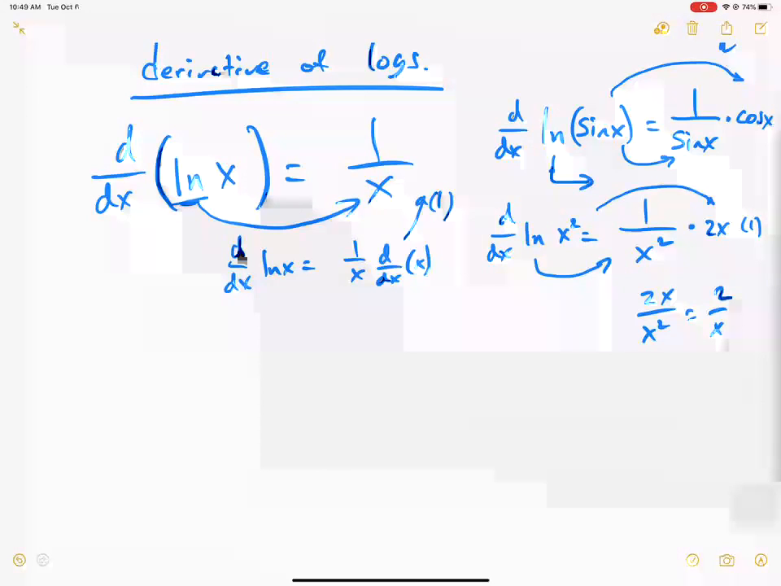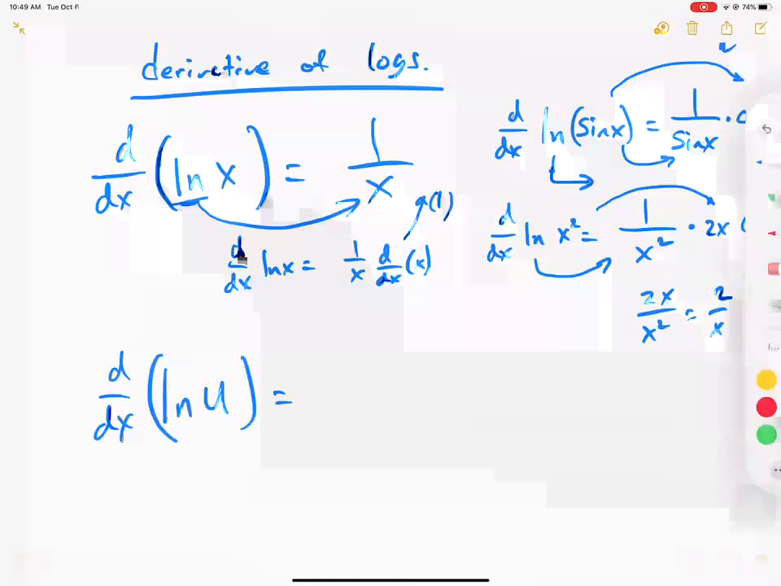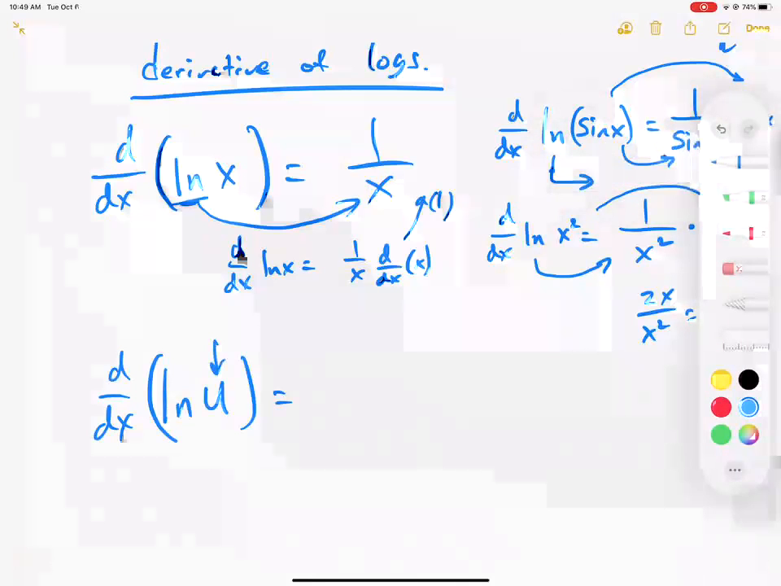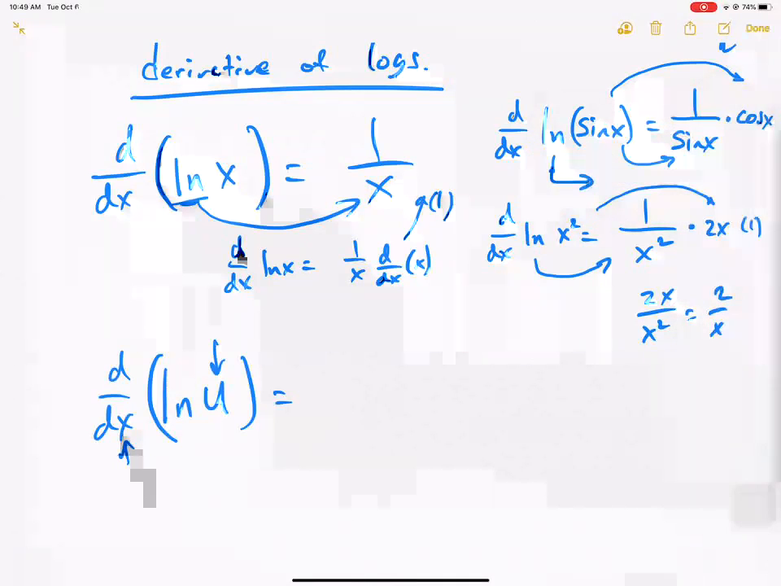Okay, let's do this. D over dx of ln of u. So let me ask you, does this u and this x, they're not the same thing, right? So you still follow our rule. Take the derivative of the outside, which is 1 over u. That's not a problem. I just copy the u.